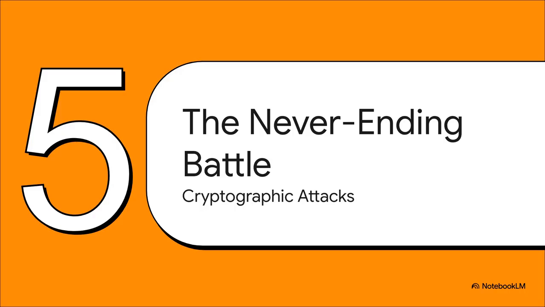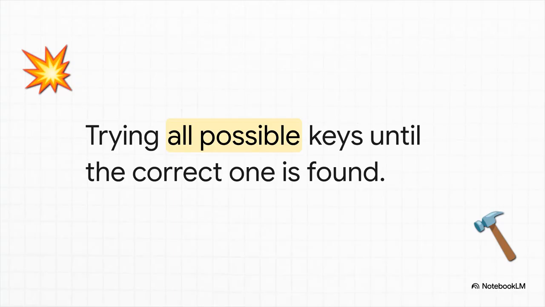So it sounds like we've got these secure systems all figured out, but the story doesn't stop there. Cryptography isn't a static thing, it's a constant arms race. It's a never-ending battle between the people building the locks and the people trying to pick them. The most basic way to try and break a lock is just to smash it with a hammer. In the crypto world, that hammer is a brute force attack. And it's exactly what it sounds like.